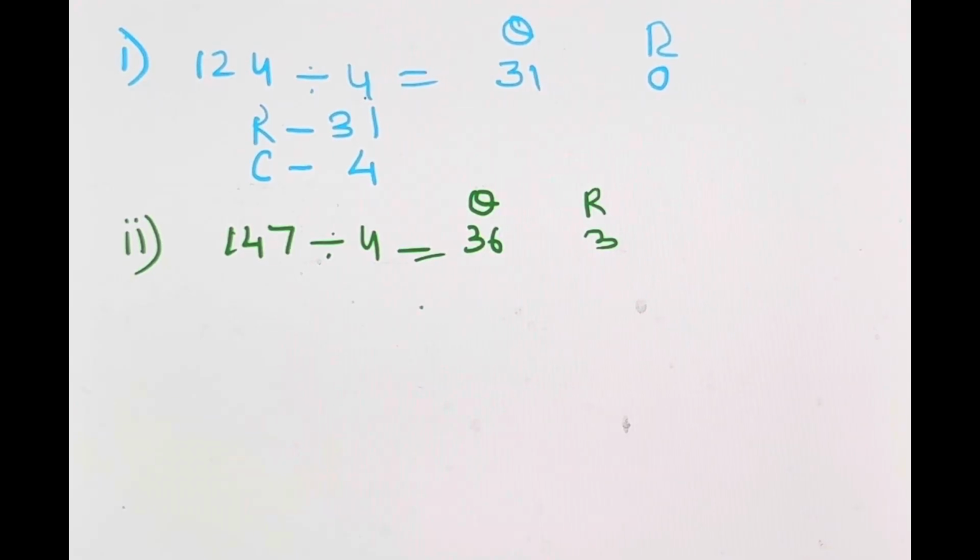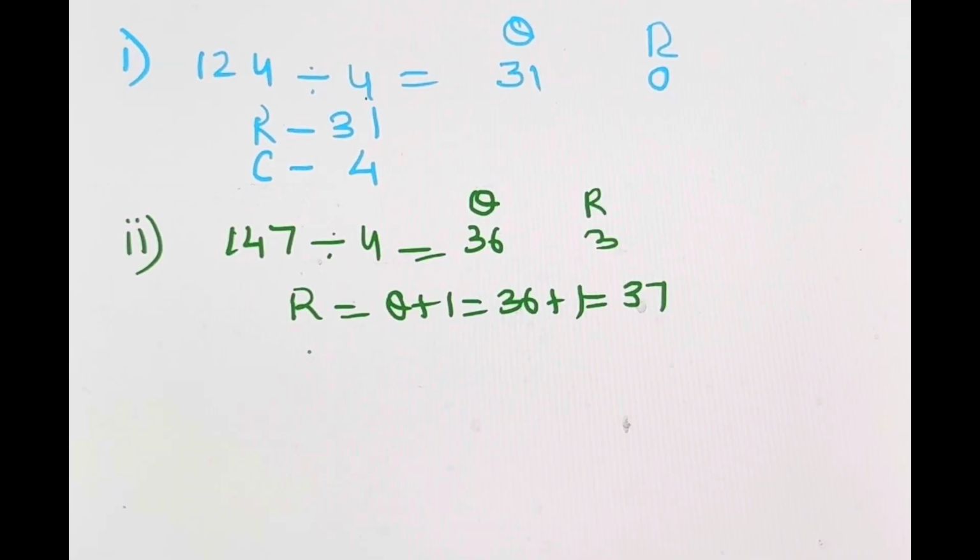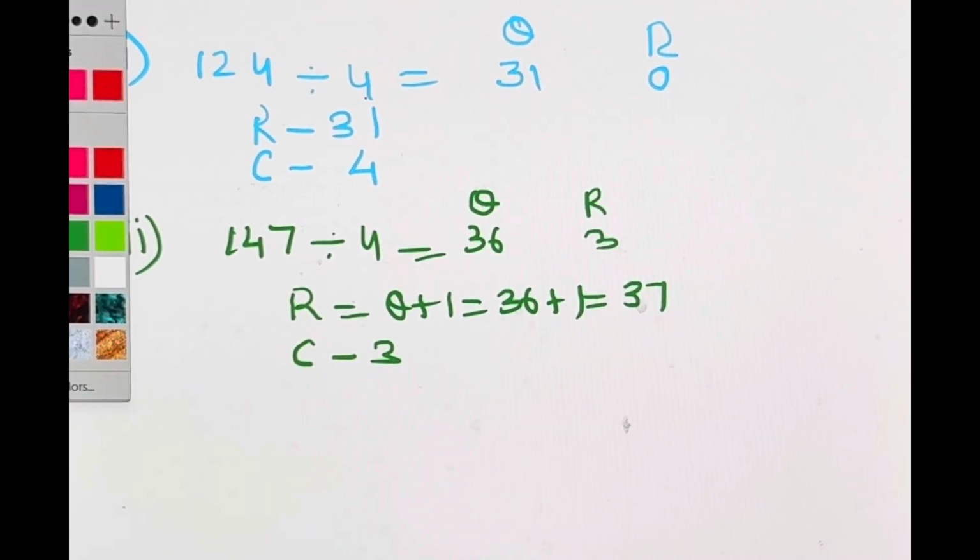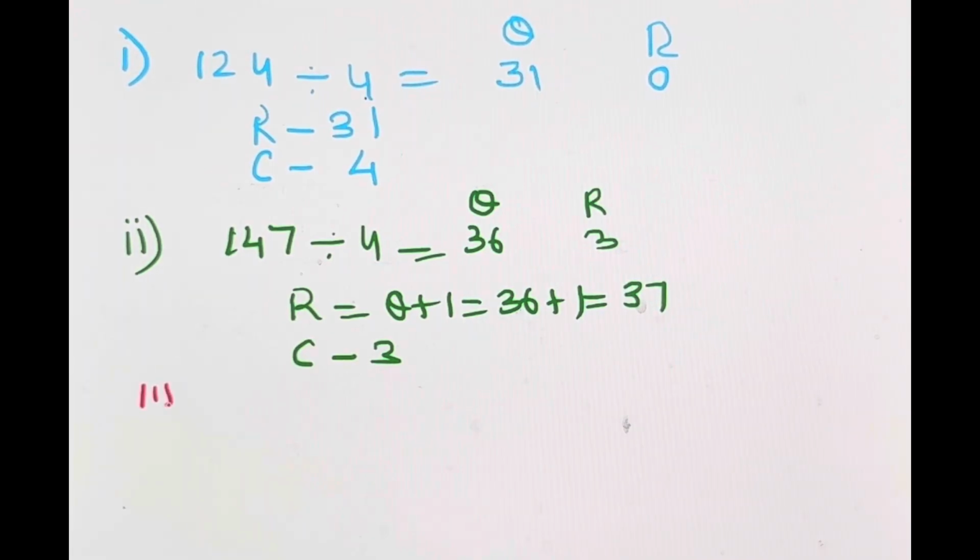So for the row, we need to add 1 to the quotient. So quotient plus 1: 36 plus 1 will give you 37, which will be the row. And the column will be the same as the remainder. So that is 3. So this is question number 2.